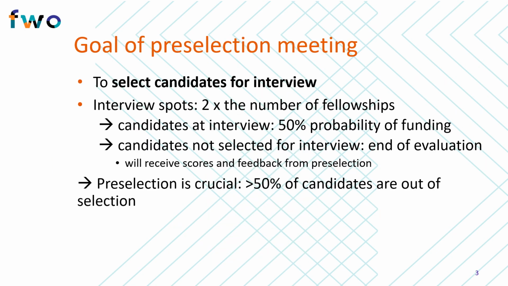The goal of the pre-selection meeting is to select candidates that will later be interviewed by the panel for the final fellowship. The panel may interview twice as many candidates as it has fellowships available. The FWO will let you know how many interview spots are available in your panel. Candidates selected for interview, in principle, have a 50% probability of receiving the fellowship. For candidates not selected for interview, the review and selection process ends. They will receive feedback from the panel, but no further evaluation of their application will take place beyond the pre-selection.